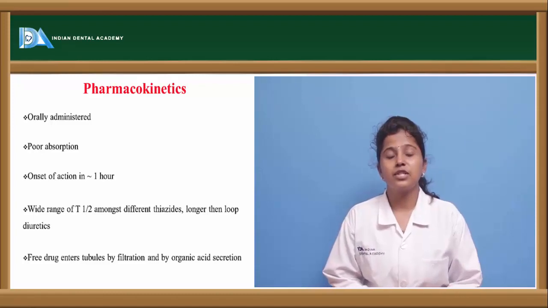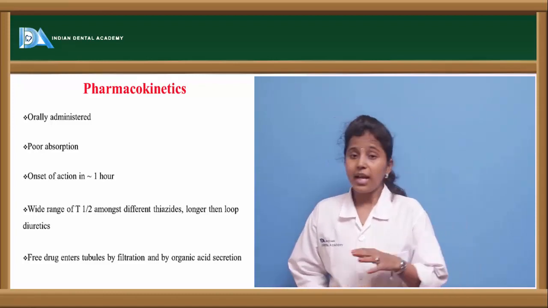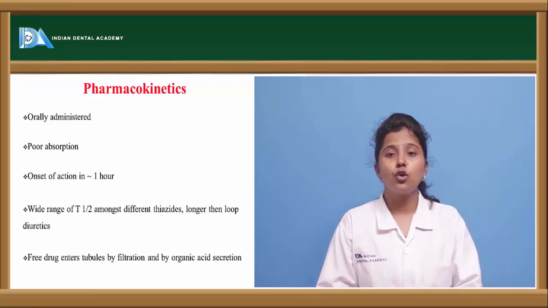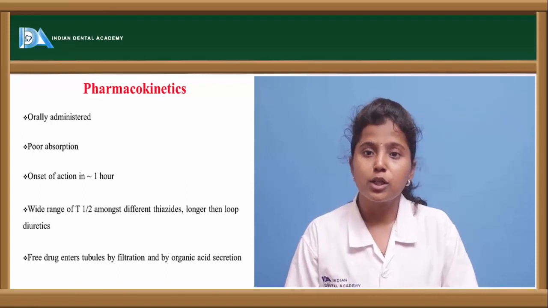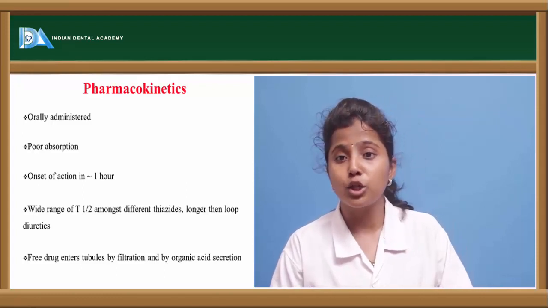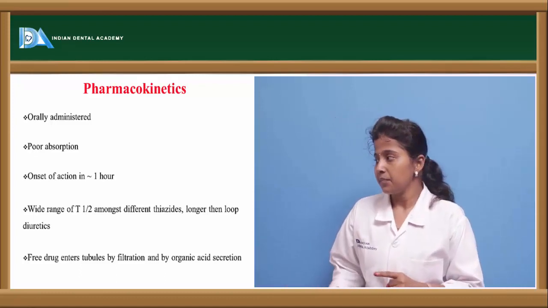I mean, the amount of drug absorbed into the body is very less, and the onset of action is also greater for these thiazide diuretics when compared to loop diuretics. Loop diuretics have rapid onset of action, but thiazide diuretics take 1 hour to exert their action.